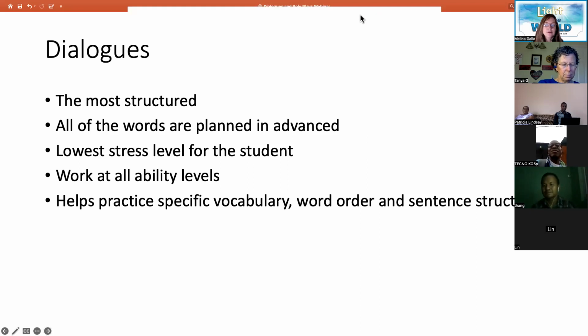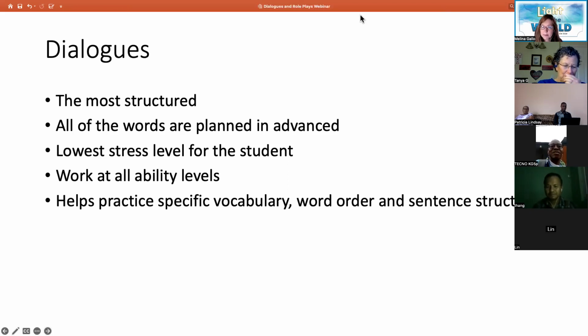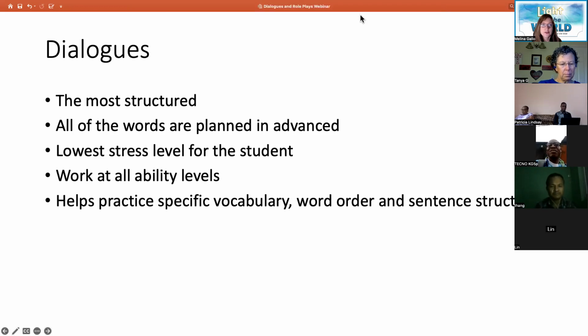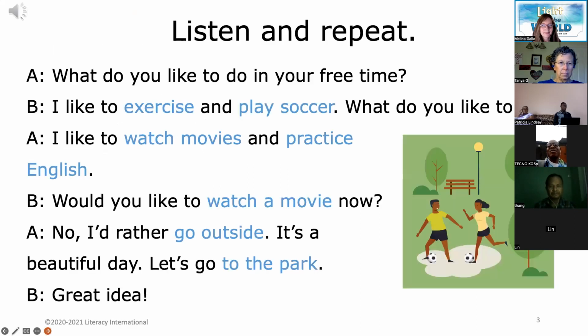And it helps our students to practice the specific vocabulary that they're learning, the correct word order, and also the sentence structure. The conversations in our Light of the World materials are usually structured so that they use the key vocabulary words that they're learning in that unit, in addition to the key grammatical structures. And we put those together, the grammar and the vocabulary, to form sentences. So here's an example of one of our dialogues from the A1 level.